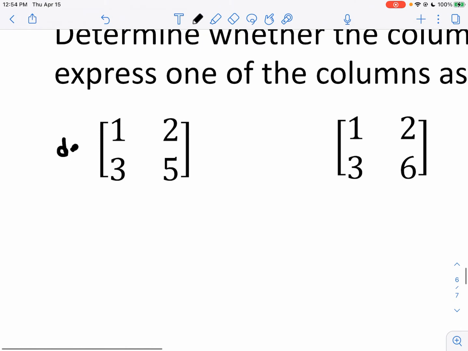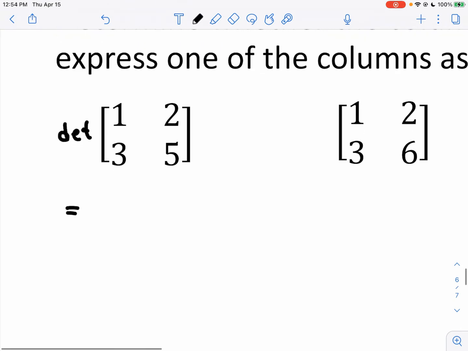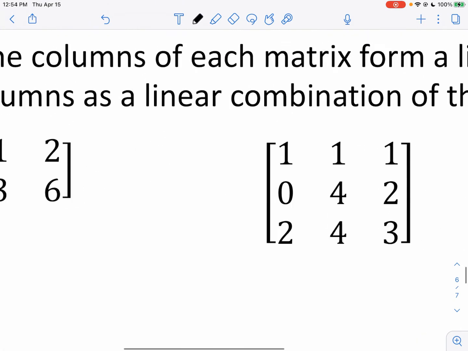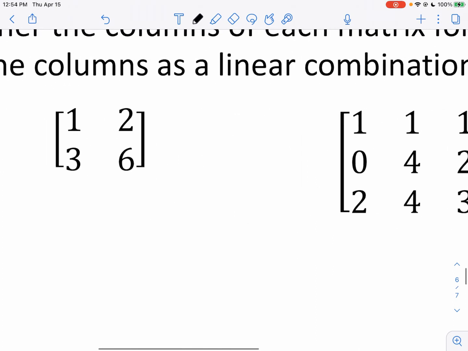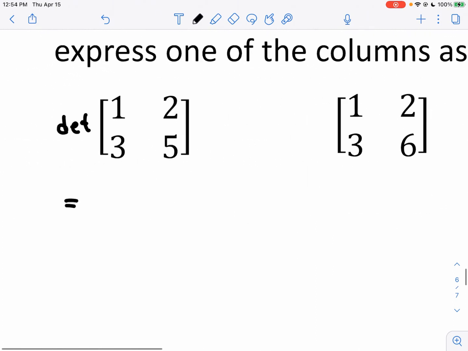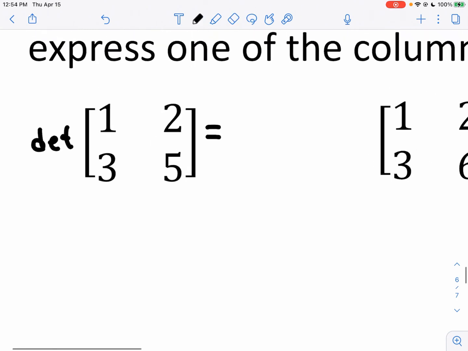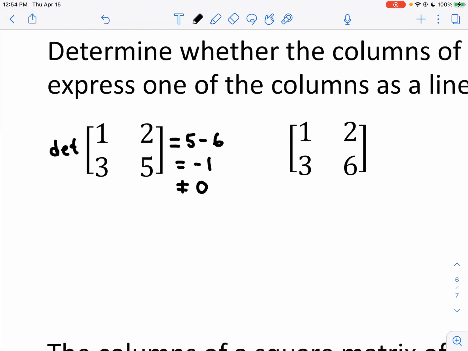So I'm going to calculate the determinant of this first matrix. And let me put the result right next to it, to the right. So the determinant of this square matrix is going to be, remember, we multiply these entries and we get 5. And then we subtract the product of these entries. So we do minus 6. And this is non-zero. If you get non-zero, this means that the 2 vectors are linearly independent.